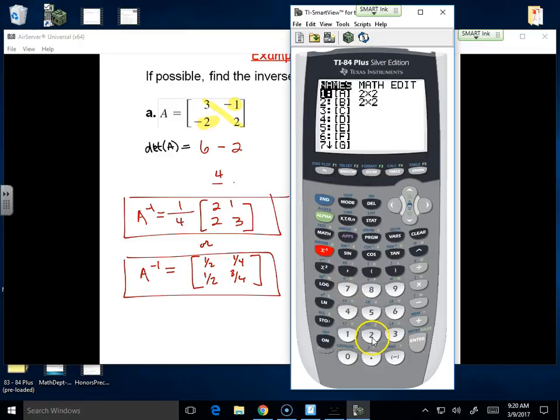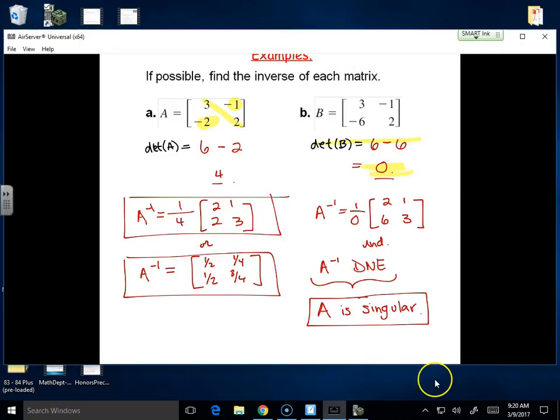Now, how about matrix B? We figured out, or we think that that one is singular, that the inverse doesn't exist. Let's try the little -1 button again, X to the -1 below math. Singular. Oh, look, it knows our vocab. Go team.